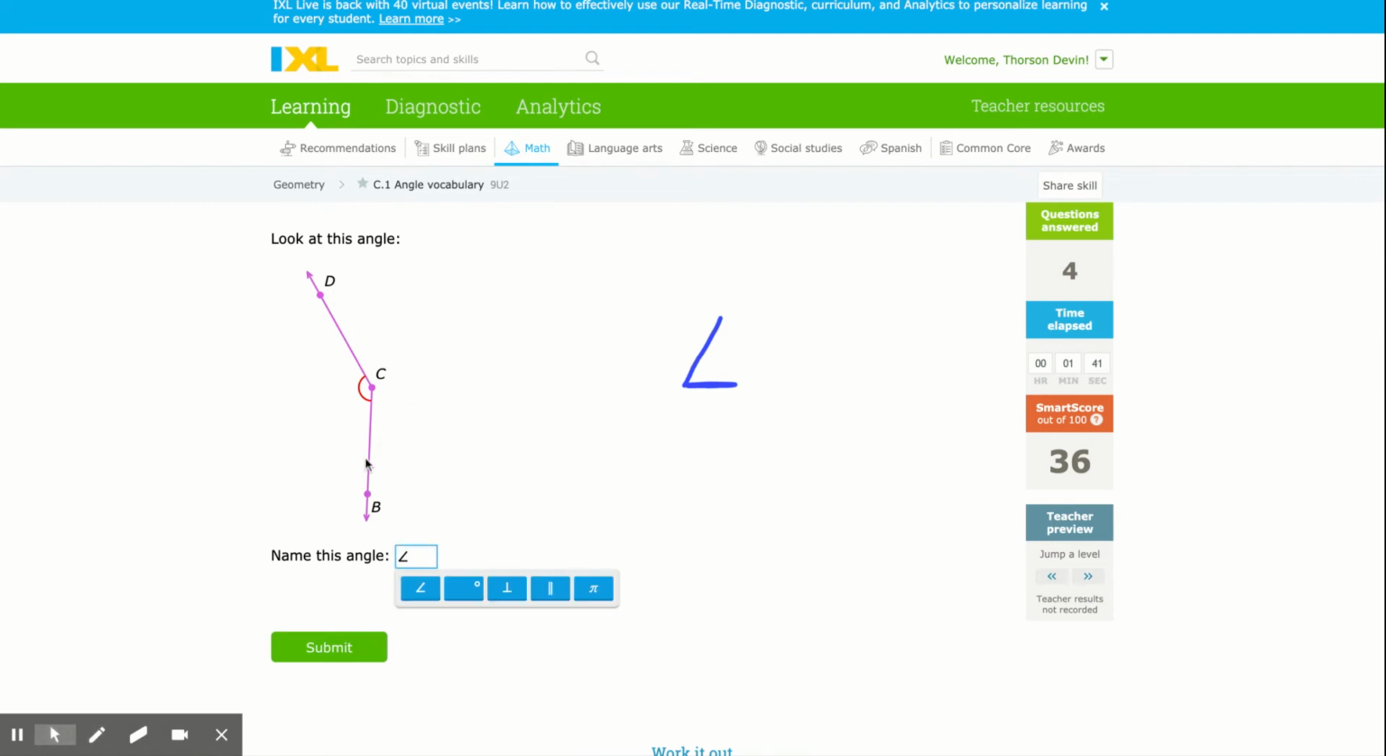It doesn't matter what order you go in as long as C is in the middle. So I can do D, C, B, or I could have done B, C, D. Just don't do CDB or CBD, if that makes sense. Don't put C on the outside edges. C has to be in the middle.